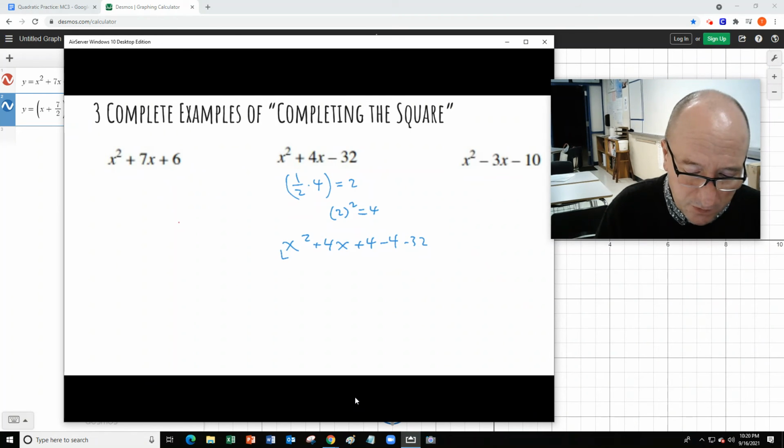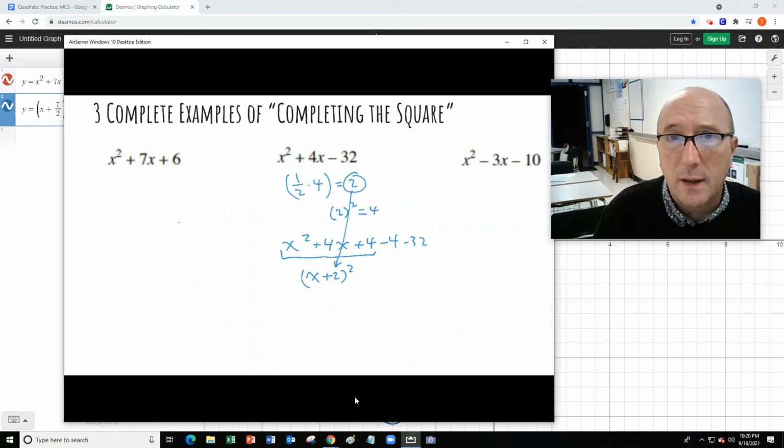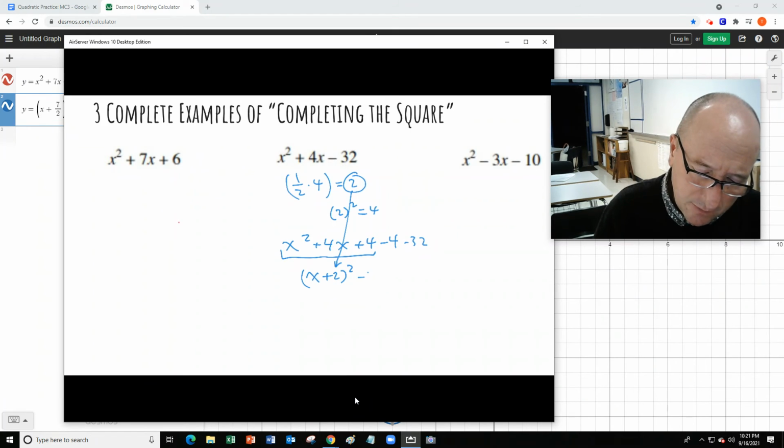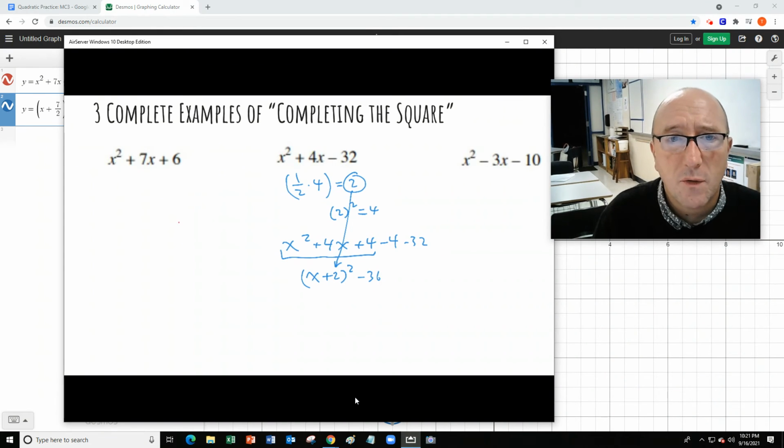Now we're going to make a perfect square trinomial. We're going to convert the perfect square trinomial into a perfect square. We're going to write x plus 2 squared just by taking that number 2 right there and dropping it right down here. And we're going to add together whatever the leftover constants are. Minus 4 minus 32, which would be minus 36. So that is your vertex form of x squared plus 4x minus 32. X plus 2 squared minus 36.